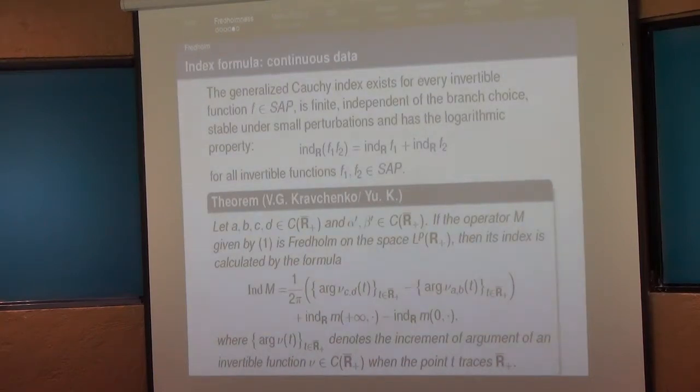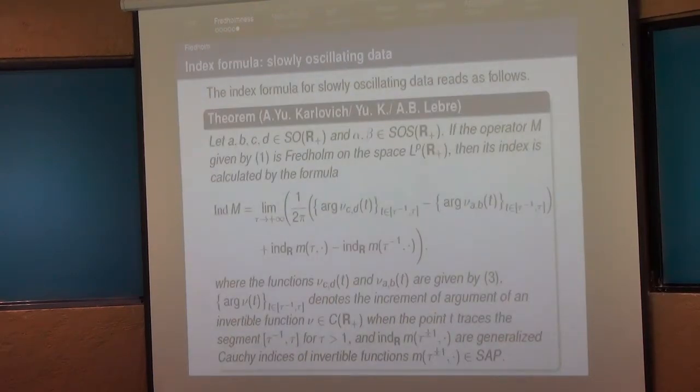Now, this result was generalized jointly with my son and Lebre, a mathematician of Portugal, for slow oscillating data. Let A, B, C, D be slow oscillating functions on the positive half line. Alpha and beta are slow oscillating shifts. If the operator M given before is Fredholm on such a space, then its index is calculated by the following formula. So this part is almost the same, but now these functions are slow oscillating. So we don't have limits at 0 and infinite.